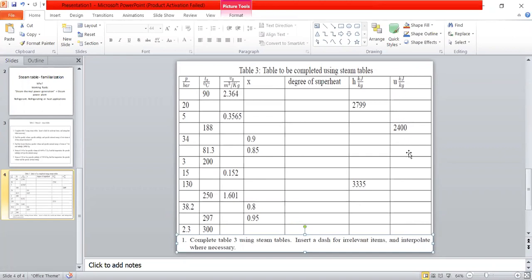You have learned about U. You have learned about H. Degree of superheat, you have not learned, but it's in the notes. X, you have not learned, it's in the note. So all the other columns you will see as data in the steam property tables I have shown to you, and I'm very sure you also have the same.